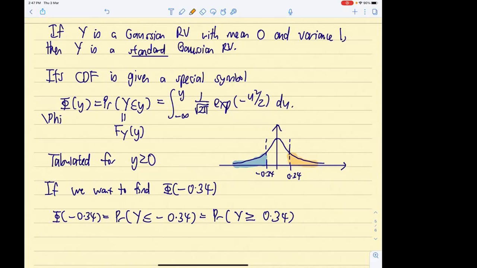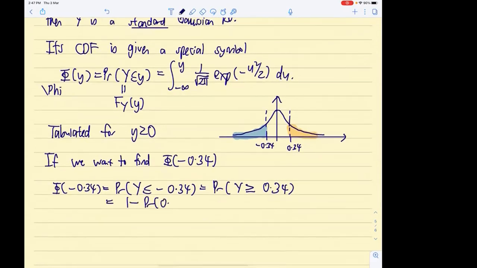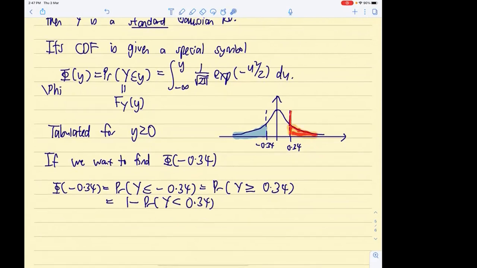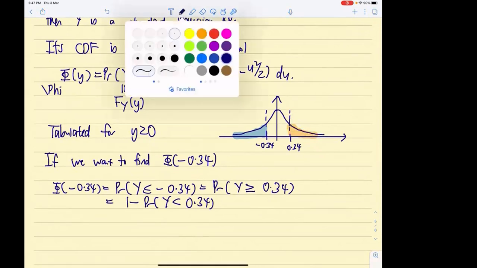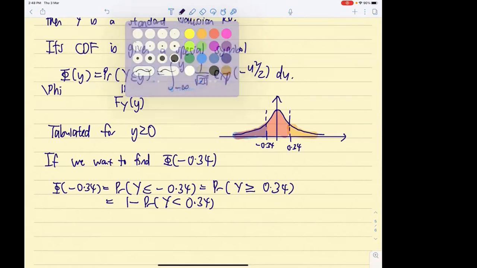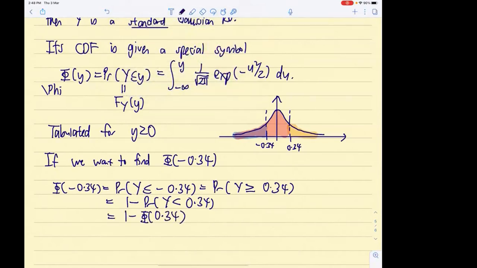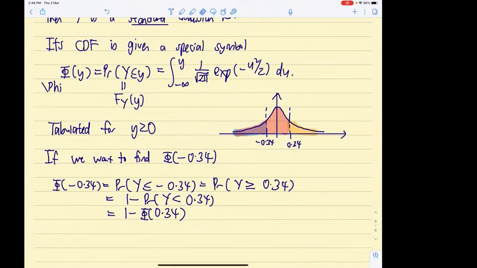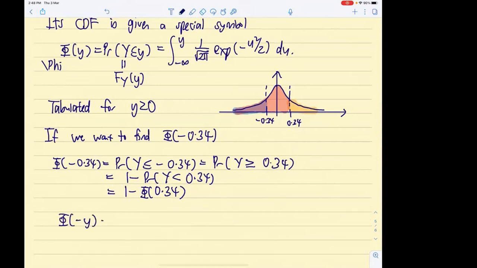Okay, so now we are not done yet, right? Because now we can rewrite this as 1 minus the probability of y less than 0.34. So basically this area in orange is 1 minus the area in red here. The red area and the orange area add up to 1. And so now we can invoke phi. This is exactly phi of 0.34. Very good. Because now you can go to the table, look up this value, and take 1 minus it. There's nothing special about the number 0.34. So indeed, we can find phi of minus y is equal to 1 minus phi of y. This is always true, and this holds for all y in R.